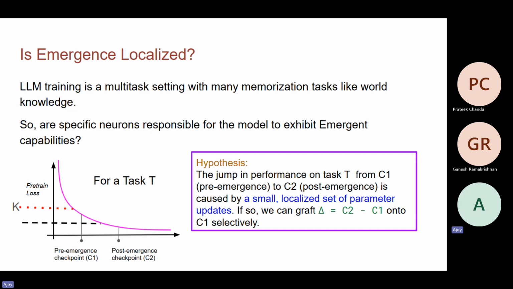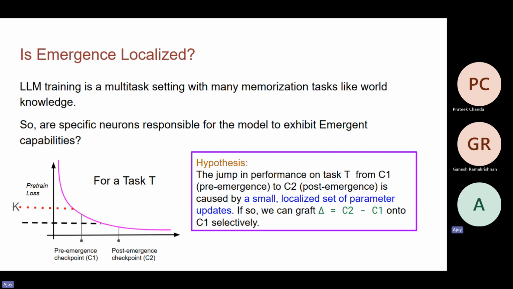And since emergence is happening at scale, we are claiming that only specific parameter neurons are responsible for emergence to happen. So the idea, from the first paper that I presented, is that if this is the loss threshold at which emergence happens, and you take a pre-emergence checkpoint and a post-emergence checkpoint, if you can graft C2 onto C1, we claim that the performance on the task for C1 will also improve. So basically, grafting is an alternative to check whether something is localized. Fine tuning was localized, and that's why when you grafted a fine tuned checkpoint to a pre-trained checkpoint, we could get the same performance.